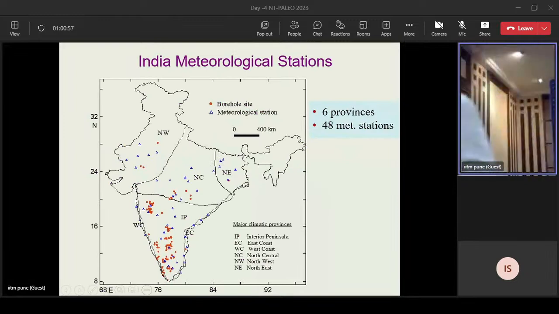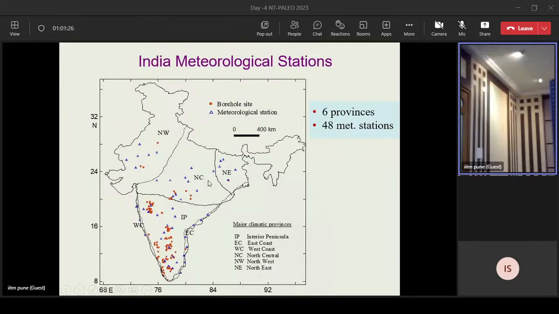So we considered the red ones as the borehole sites, as I showed before, and the meteorological stations that we took from the IMD dataset are shown in blue triangles. We selected meteorological stations which are near our borehole stations. There is no point taking those where we don't have boreholes. We can't compare or combine information.